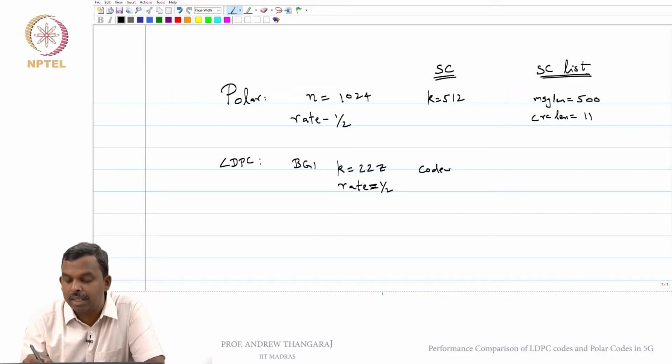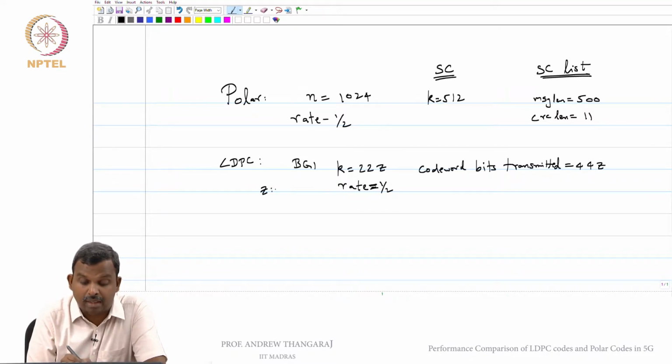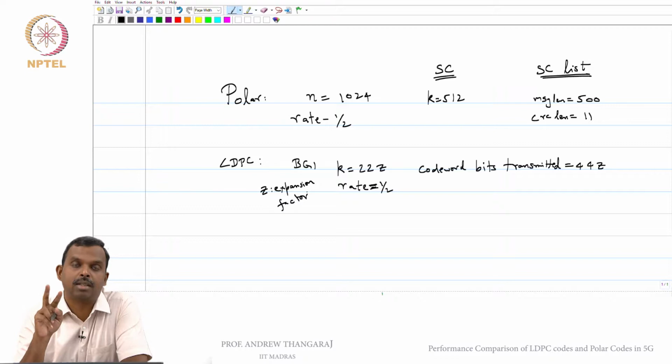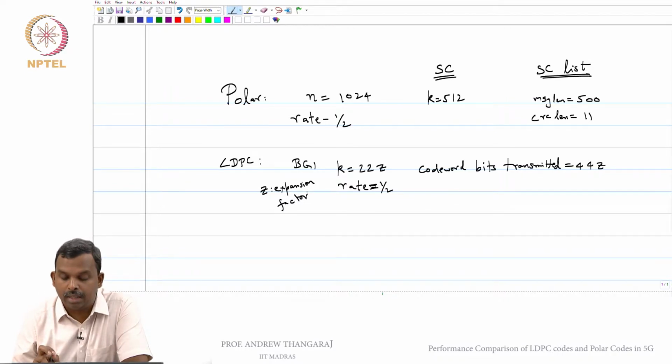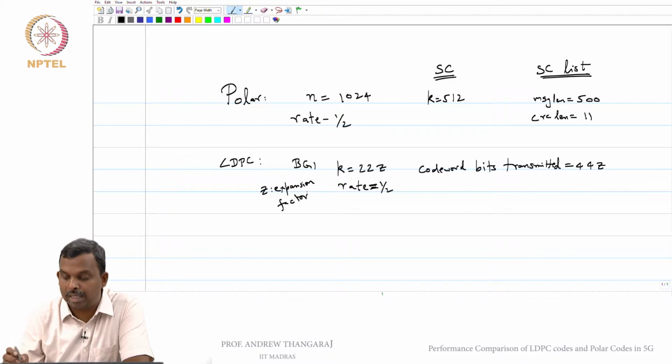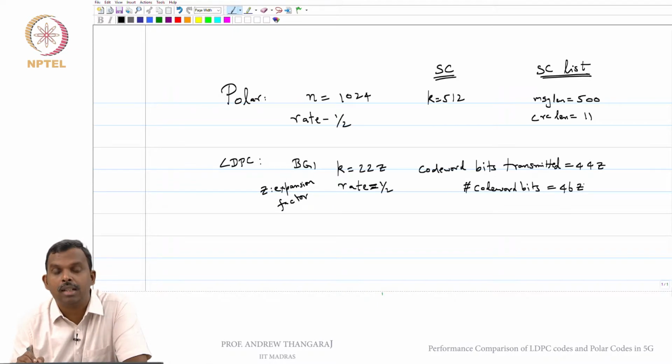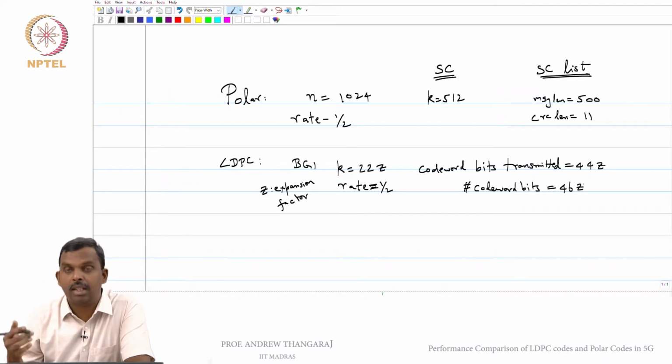The code word bits transmitted equals 44 times Z. Remember Z is the expansion factor, so you always have an expansion factor. But there's also this thing about puncturing. You remember the first two Z bits always get punctured in the LDPC code, so that always happens. So the actual number of code word bits will actually be 46 times Z.